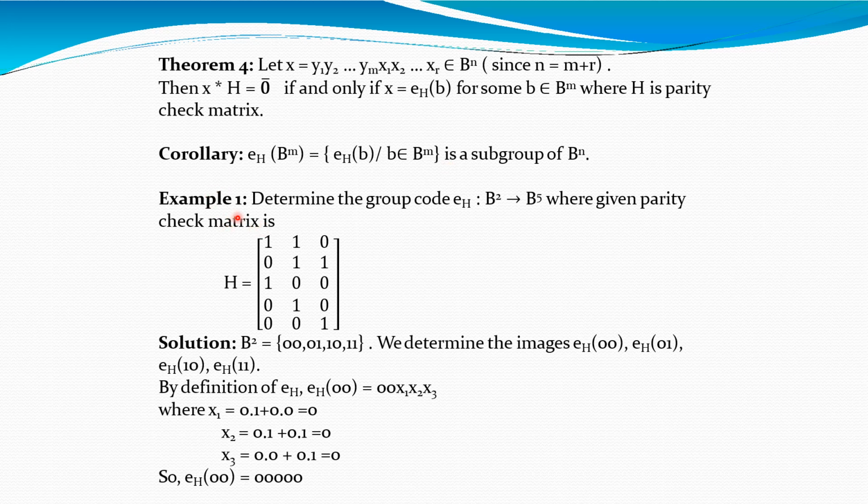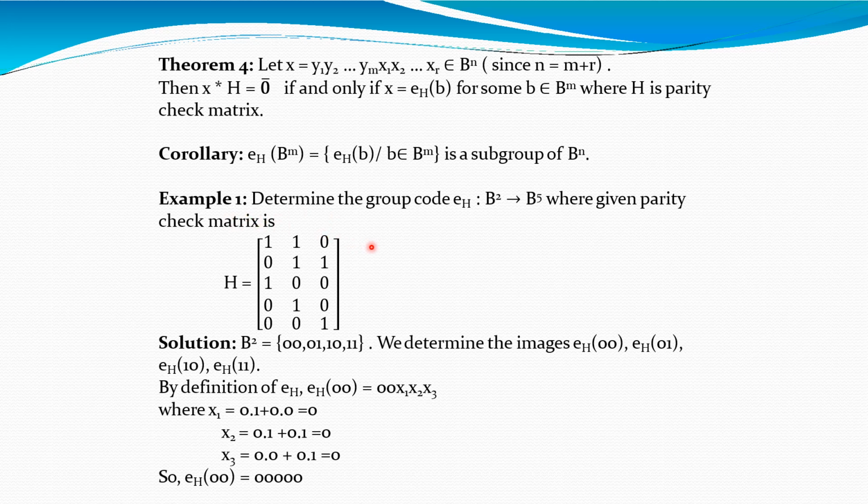Now the question is determine the group code EH from B2 to B5 where given parity check matrix is this matrix H. Now in this case the question is like find the group code or determine the group code, because EH is nothing but the encoding function for parity check matrix, and by this corollary EH of B2 will be subgroup of B5 and hence it must be a group code. So the question is like determine the group code.